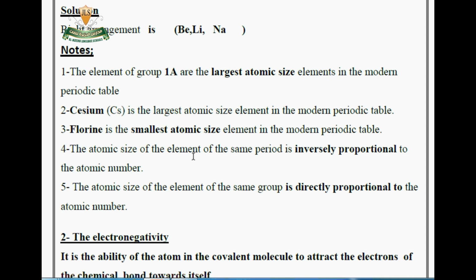The atomic size of elements of the same period is inversely proportional to the atomic number. What is the meaning of inversely? By increasing the atomic number, the atomic size decreases. The atomic size of elements of the same group is directly proportional to the atomic number. What is the meaning of directly? When the atomic number increases, the atomic size of the elements also increases. So they increase with each other and decrease with each other.